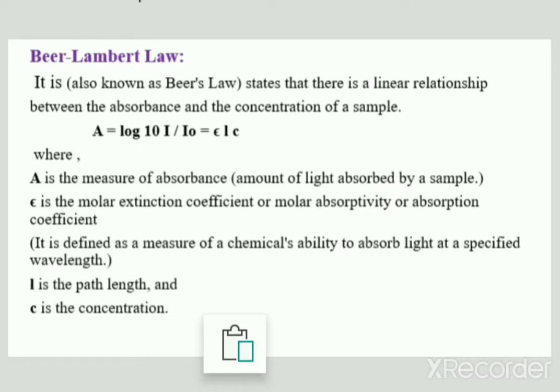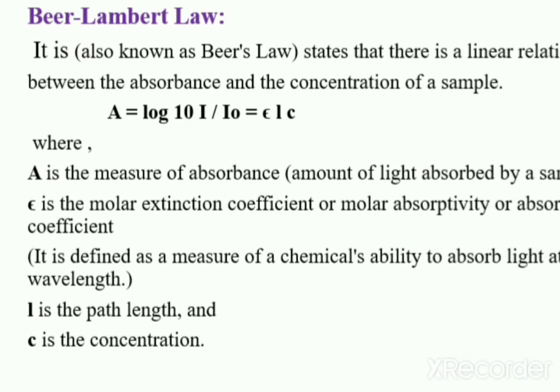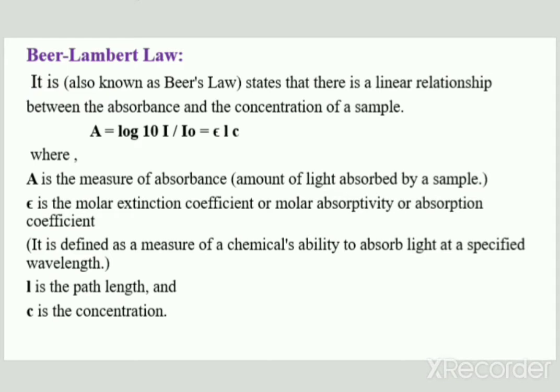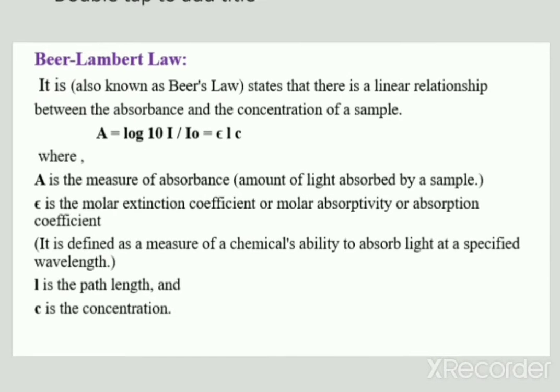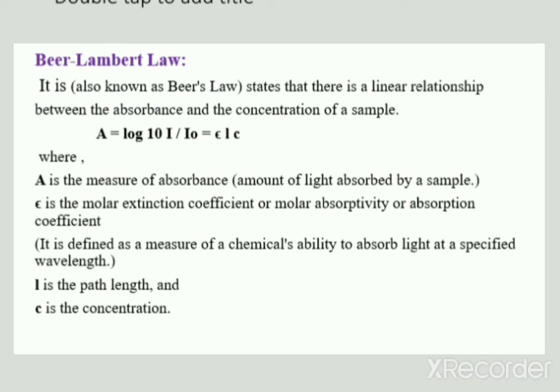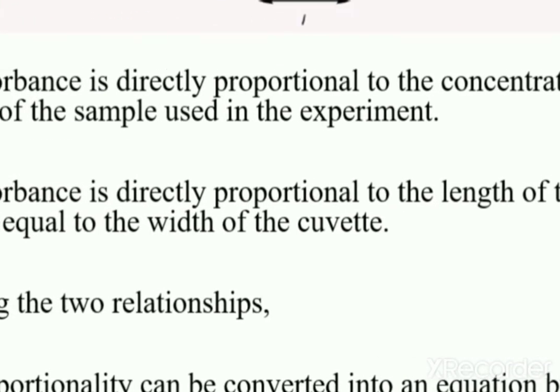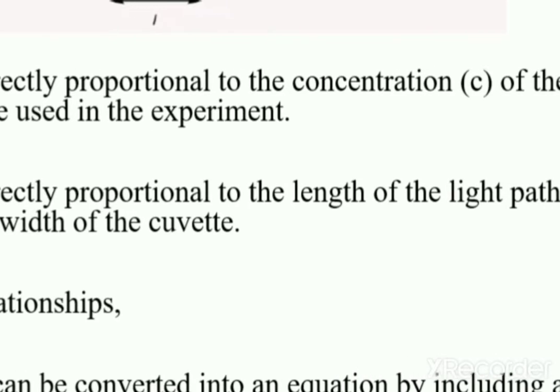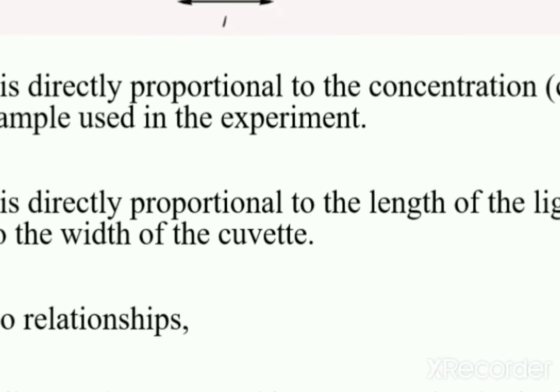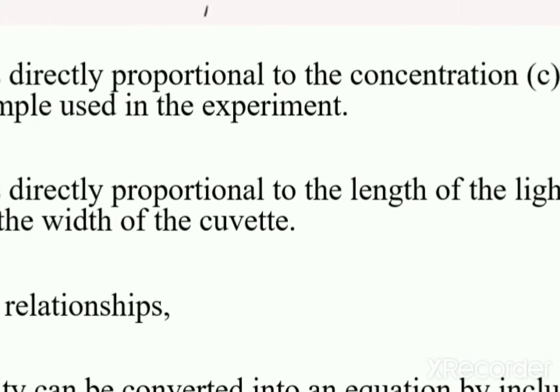Okay, then another term, l, which is called the path length, and the last, C, which stands for concentration. So this is the Beer-Lambert law. Okay, so you can see here the incident light, then the cuvette and the transmitted light, and this distance is the path length.